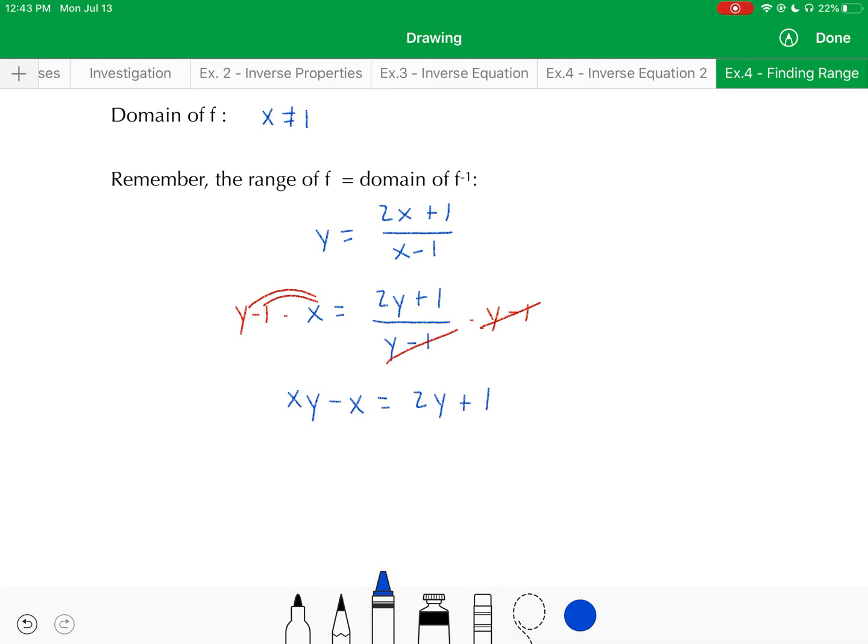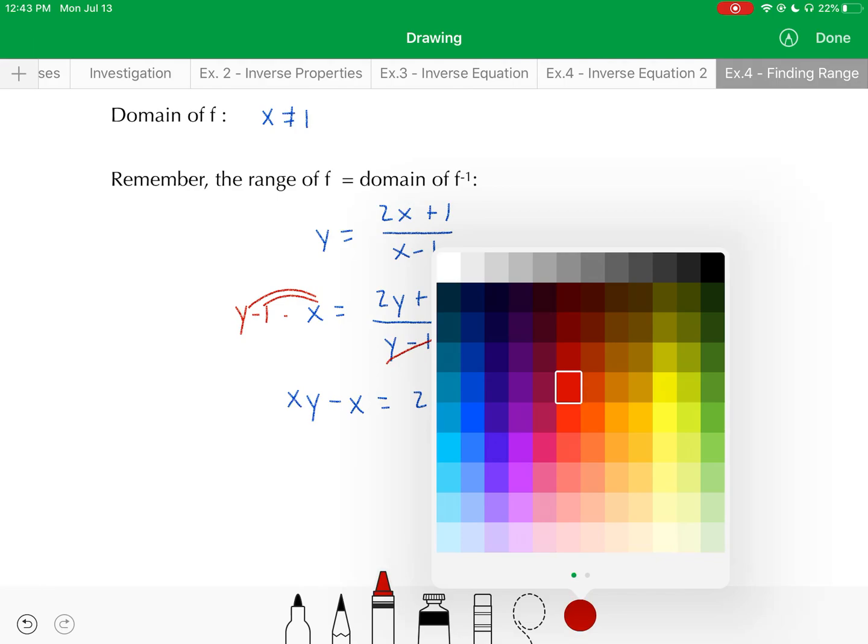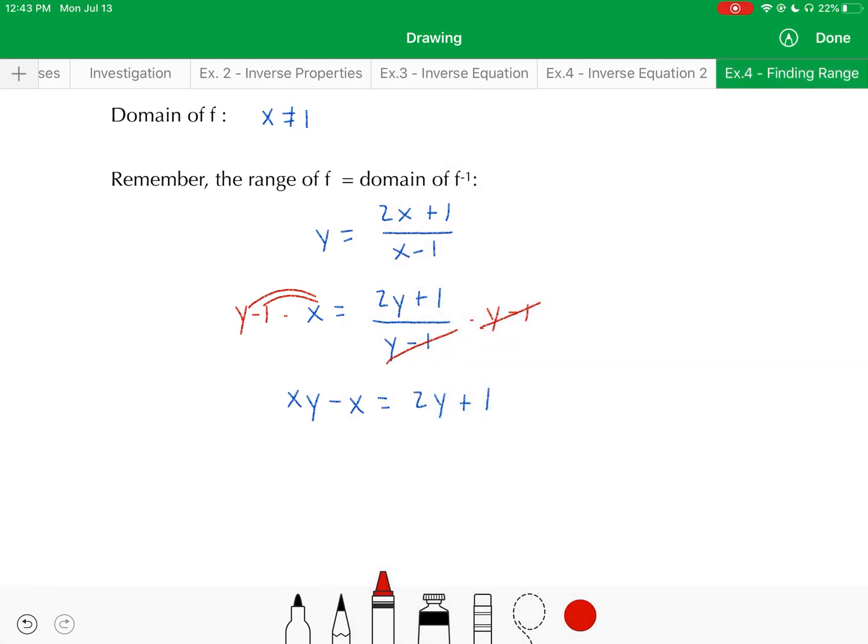So there's two terms that have y to them. I'm going to get those to the same side. And then anything that doesn't have a y, I'm going to get to the opposite side. So basically, I'm going to be subtracting 2y from both sides as well as adding x to both sides. And that's going to lead me to xy minus 2y equals x plus 1.